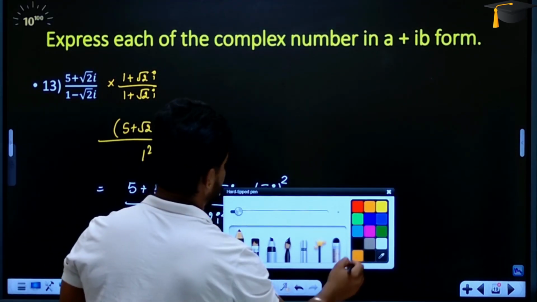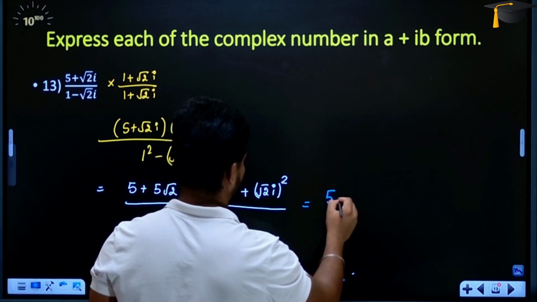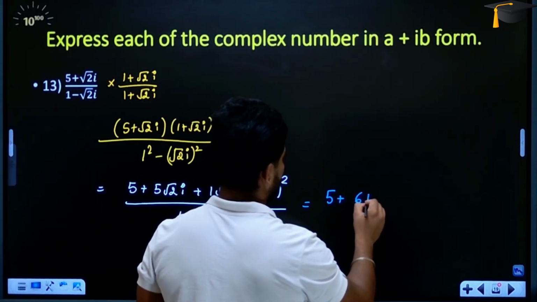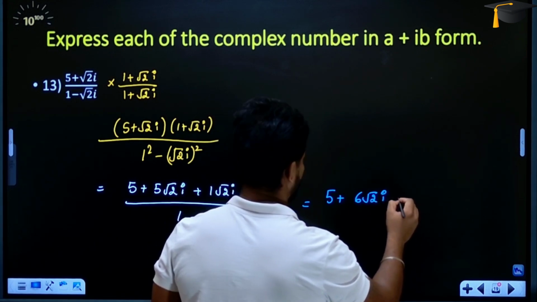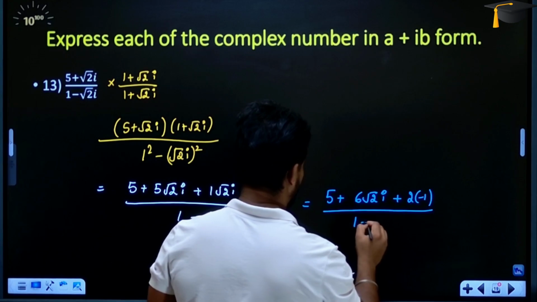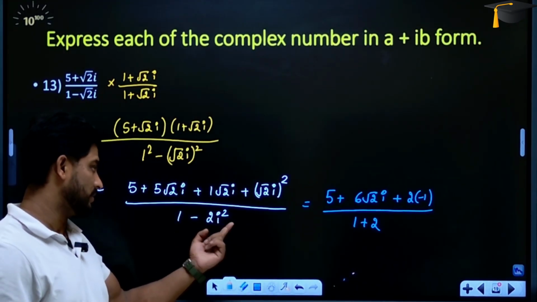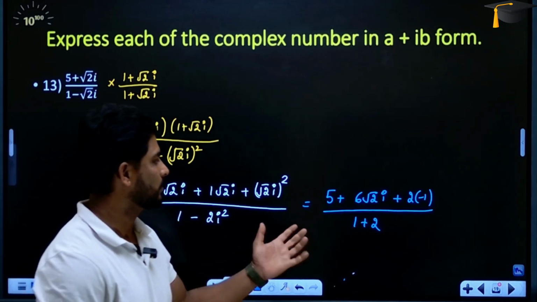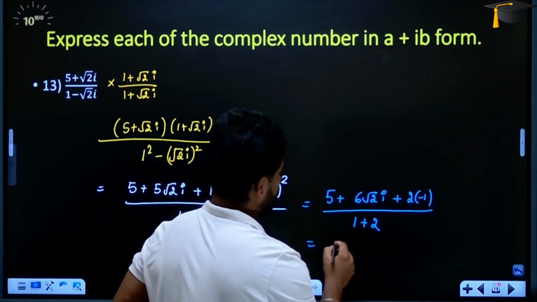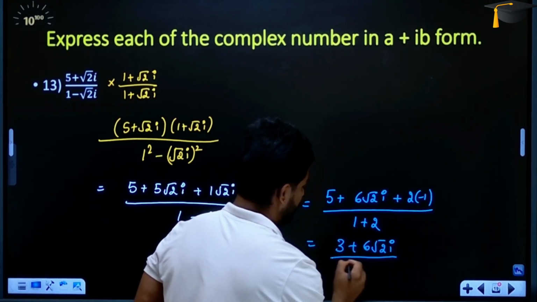Okay, we are at a simple step. Now we can write this as 5 plus 5 root 2i plus 1 root 2i, which is nothing but 6 root 2i, right? 6 root 2i plus 2 into minus 1, whole divided by 1 plus 2. I hope this is understood. 1 plus 2 because i square is minus 1, so minus 1 into minus 2 is plus 2. So 1 plus 2. So let's rewrite this: 5 plus 5 minus 2 is 3. So 3 plus 6 root 2i whole divided by 3, correct?